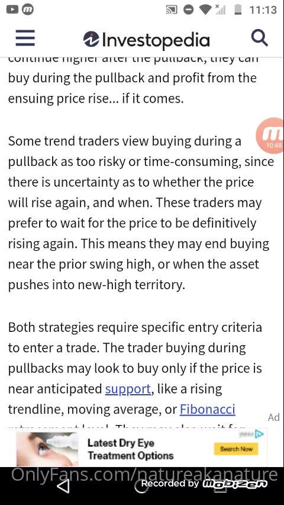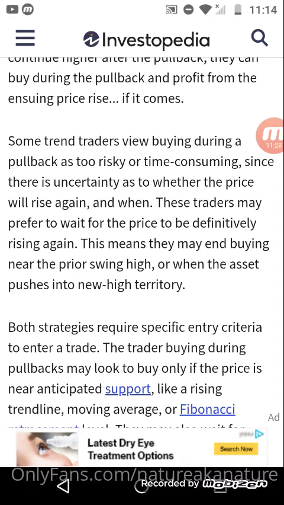So trend traders may see buying during a pullback as too risky or time consuming, since there is uncertainty as to whether the price will rise again and when. So these traders may prefer to wait for the price to be definitely rising again. This means they may end up buying near the prior swing high or when the asset pushes into new higher territory. Okay. So some traders don't like to trade on the pullbacks because the market does what it wants to do. So some traders prefer to wait for price to be definitely rising again.